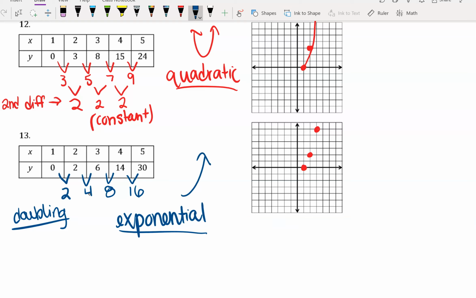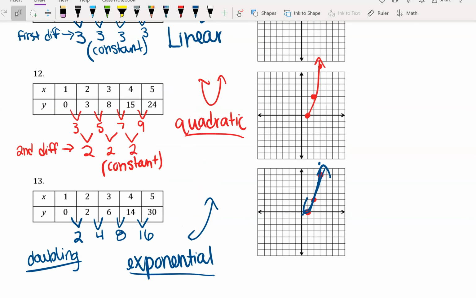And based on this picture, it appears to be exponential growth, not decay, because it's going upward. All right, that is it.